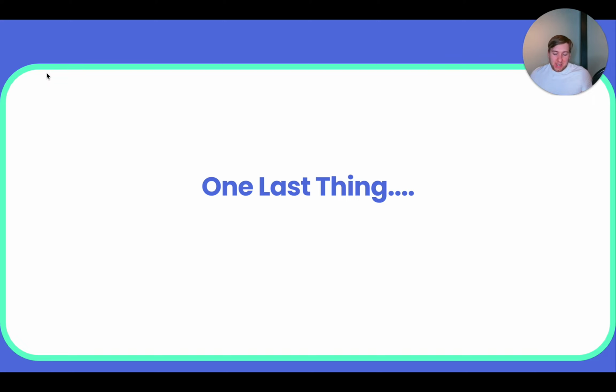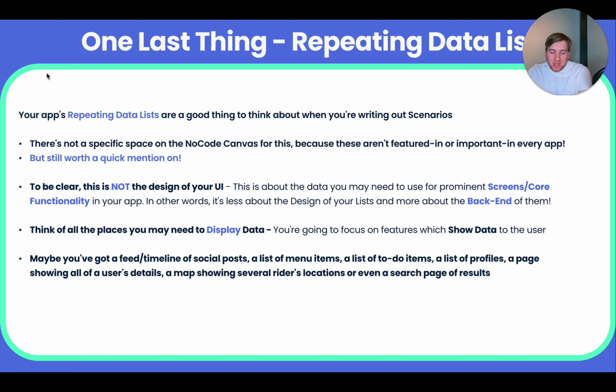So there's one last thing, actually there's two last things I think, but there's one last thing I wanted to cover, which is not actually on the canvas. It's more to do with scenarios. So repeating data lists, you'll hopefully remember these from our UI and UX pillar, and they're a really, really good thing to think about when you're writing out scenarios.